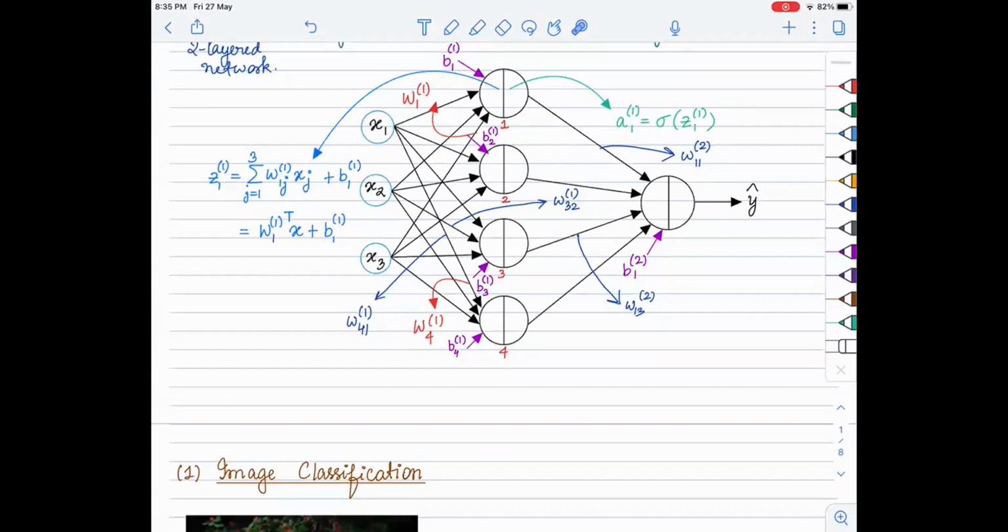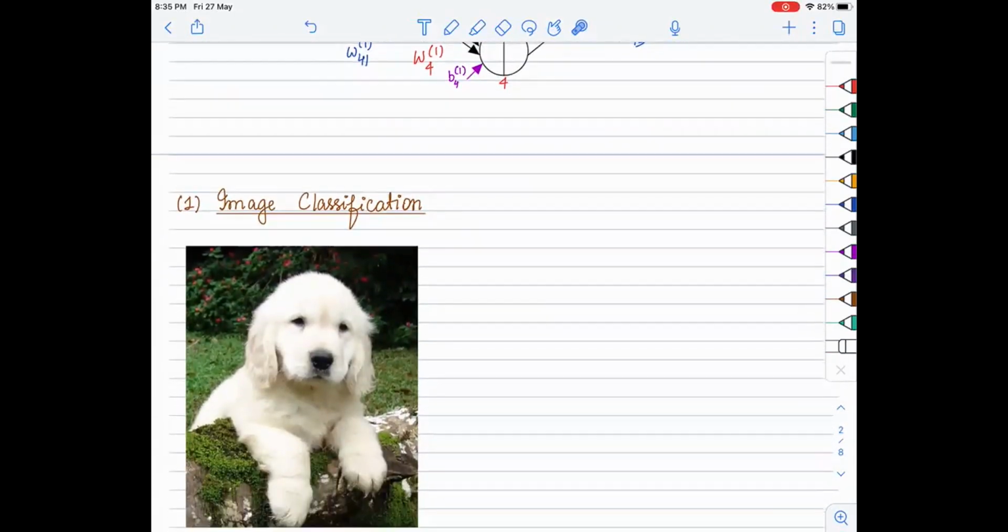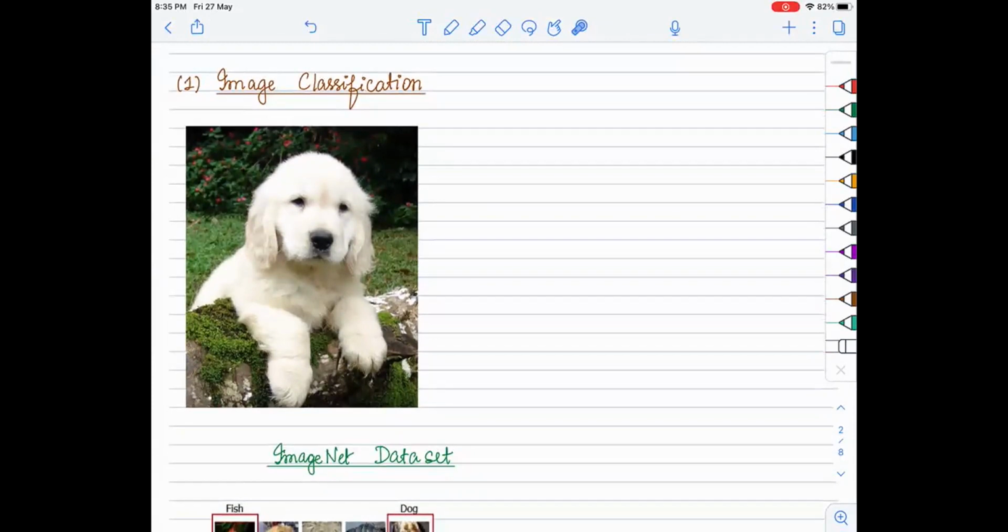Okay, so then let's move ahead. Now we'll talk about images. We'll first discuss maybe a few tasks in images.